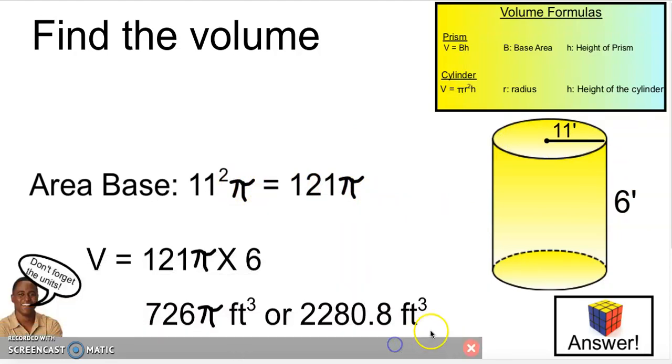726 pi feet cubed. And then I guess if you don't want to keep it in terms of pi, you can multiply it times pi, and you're going to get 2,280.8 cubic feet.